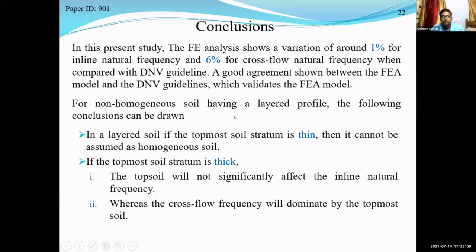And for the non-homogeneous model, in a layered soil, if the topmost soil stratum is thin, then it cannot be assumed as homogeneous soil. Or if the topmost soil stratum, that is here in this model I consider stiff clay, is thick, then the topsoil will not significantly affect the inline natural frequency, whereas the cross flow natural frequency will be dominated by the topmost soil. So finally, it can be concluded that there is a significant effect of non-homogeneous soil on the natural frequency of the pre-span pipeline. So a more detailed research should be done on this topic.